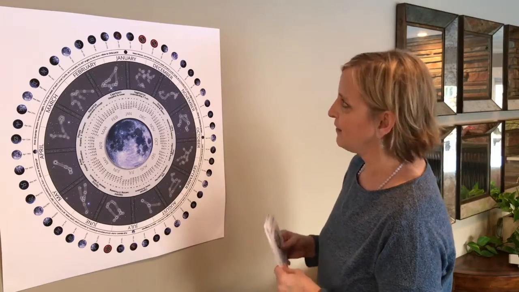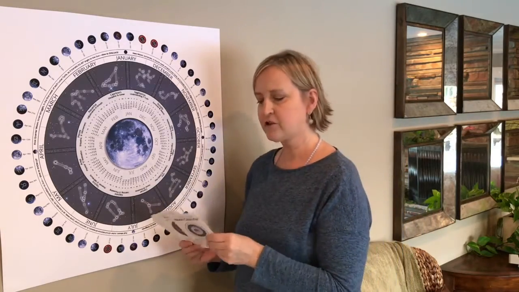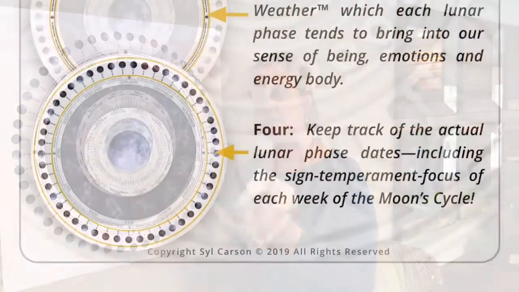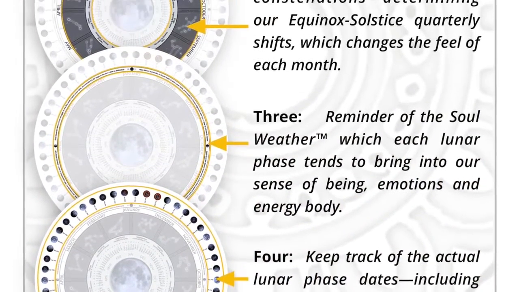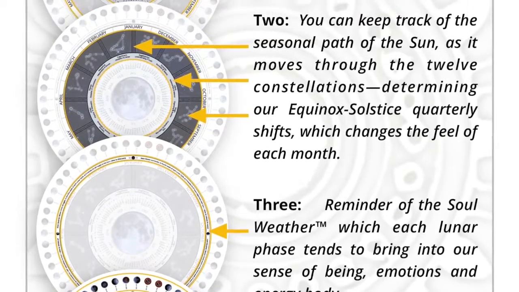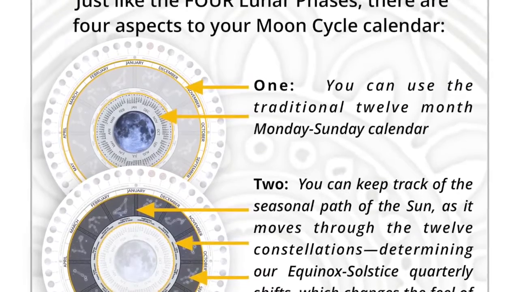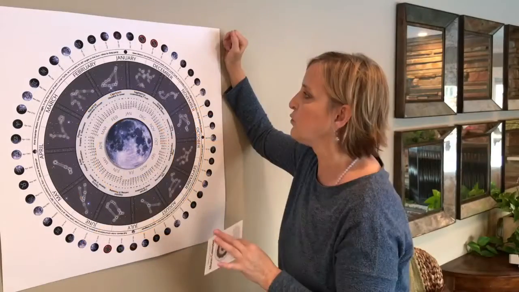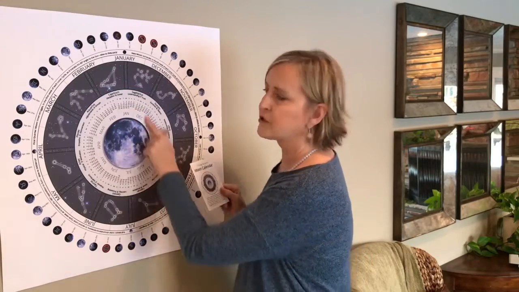So when we look at this calendar, there are several different ways to look at it. The first card tells you on the back side how to get the most out of your calendar, so that's what I'm going to start with. There are 4 aspects to this calendar, just like there are 4 aspects to the lunar cycle. The first aspect of the calendar is one you're very familiar with, January through December.